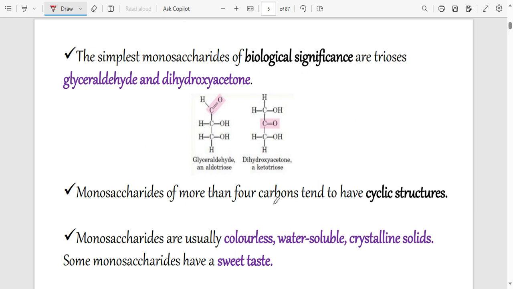Monosaccharides of more than 4 carbons, you need to know they can exist in cyclic form. That is because they have that tendency of bending, and then the anomeric carbon. If we talk of the anomeric carbon, we are referring to the carbon that contains the functional group. This carbon will react with the carbon that is second from last. And then what you are going to have is a circle. So they are going to form cyclic structures. Monosaccharides are generally colorless, water soluble, crystalline solids, the way salt or sugar is. Some of them have a sweet taste.